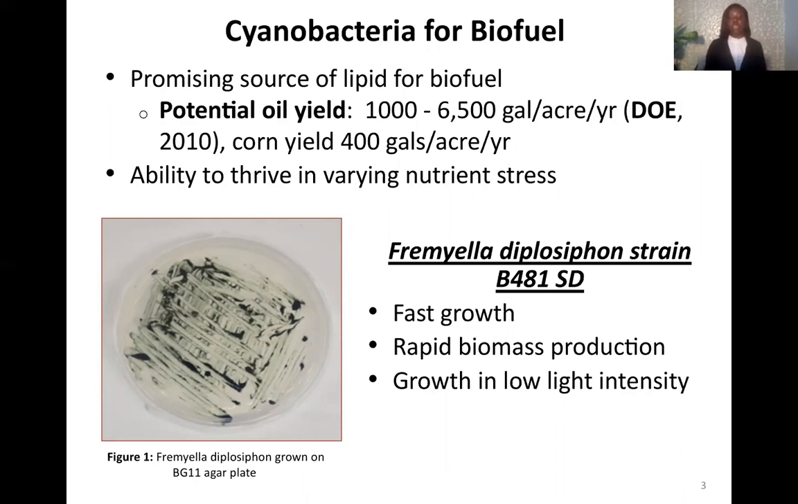Diplosiphon strain B481SD is a model cyanobacterium and exhibits impressive response to stress factors, making it an ideal candidate for biofuel production. B481SD was chosen for this study due to its enhanced lipid production and complementary chromatic adaptation, which allows the organism to adjust its pigment content in response to changes in light. The figure to your left shows diplosiphon grown on a BG11 agar plate.